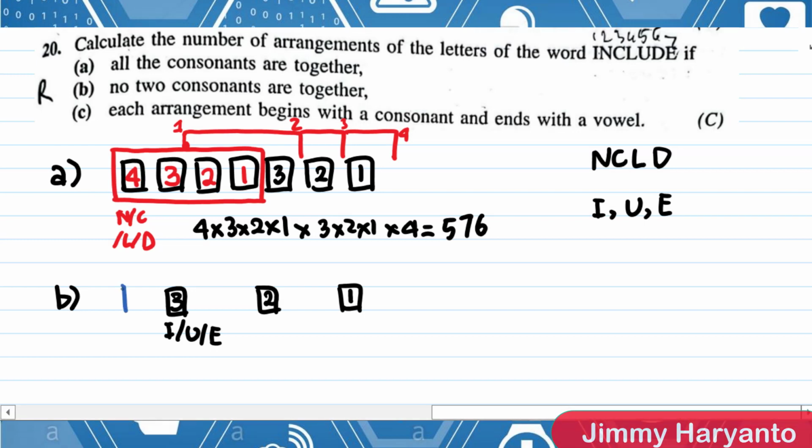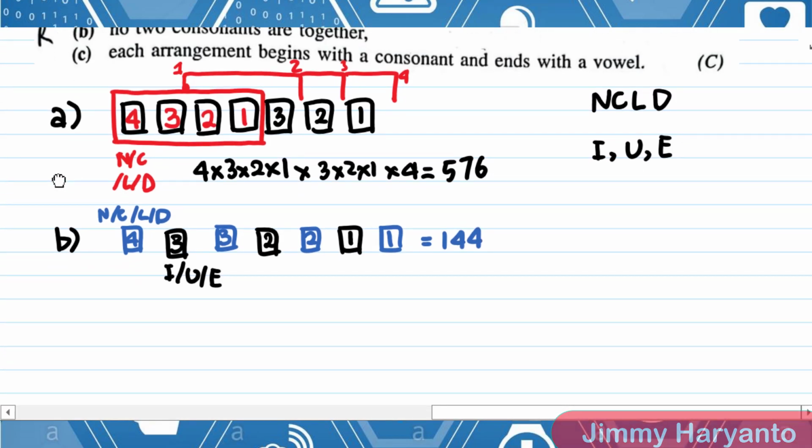After that, we have to prepare the 4 boxes to be filled in with the consonant, ya, NCLD. Oh, ini pas, guys. Kalau pas langsung aja 4 3 2 1, ya. The first boxes can be filled with N or C or L or D, ya. 4 possibilities. For the next one is 3 possibilities, 2 possibilities, and 1 possibilities. 4 times 3 times 3 times 2 times 2 equals to 144 ways.